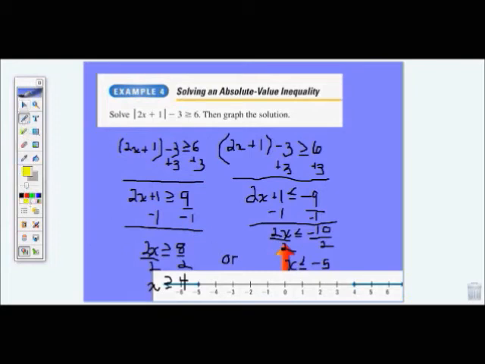Let's change this to a yellow. So my first answer was that x was greater than or equal to 4. That's this shading over here. And we'll make this one green. This one says x is less than or equal to negative 5. Again, it's an or, so this one's going to go the opposite way. It's a solid dot and shaded to the left because it's less than.